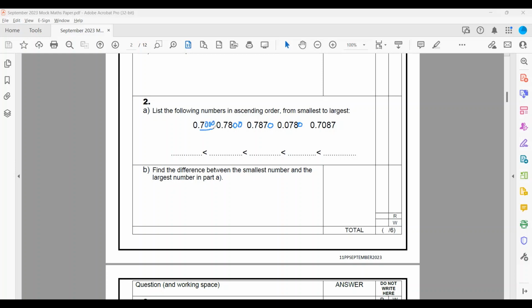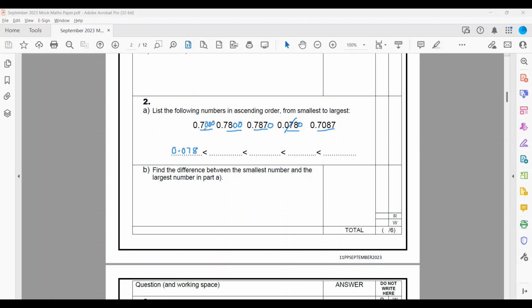Now, this means you can then read them as whole numbers, which you're more familiar with if you find decimal place value tricky. And we're looking for the smallest number. Our smallest number is this one here, because this is 780 if you're reading it as a whole number. So we're going to write 0.078 in here. I'm going to cross that off so I know that I've dealt with it.